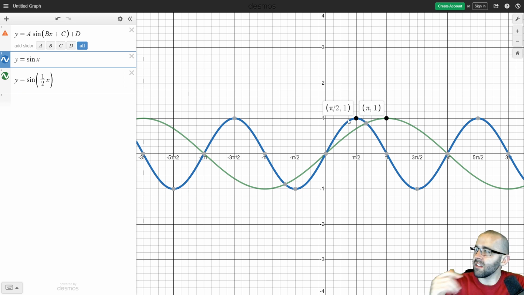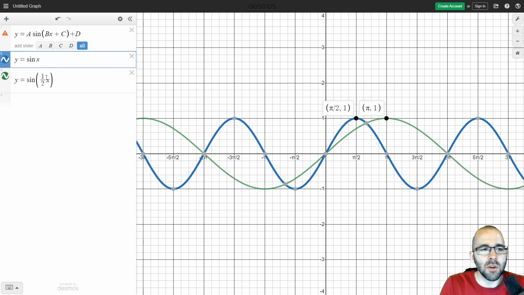If you're familiar with sound, this is changing the frequency. Frequency affects pitch. Amplitude affects volume, if you want to think about this as noise. So this changes the frequency.